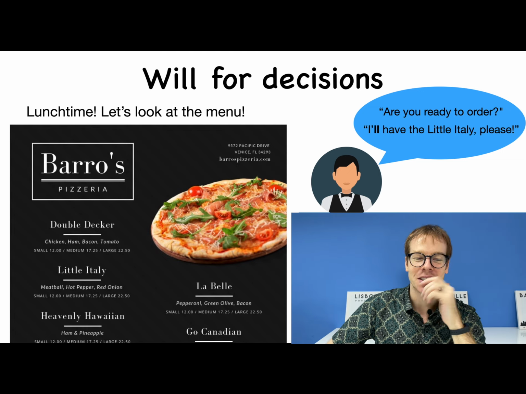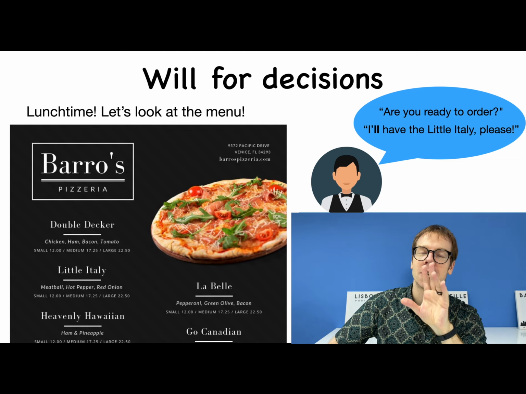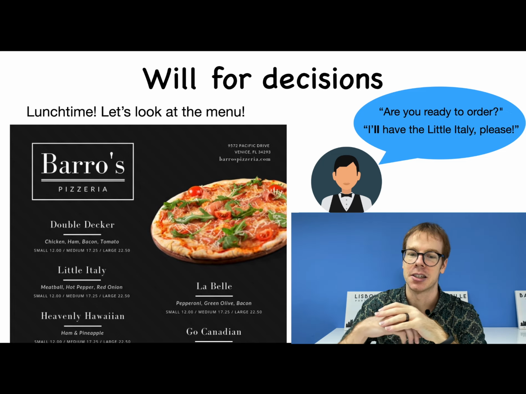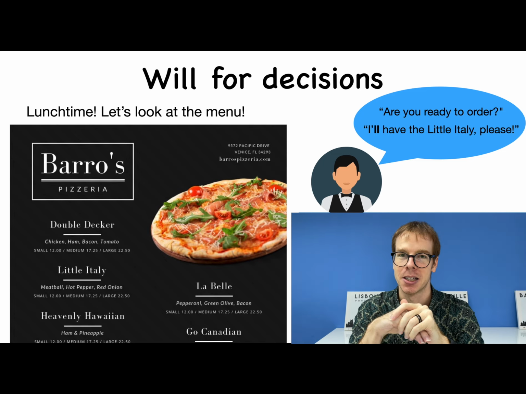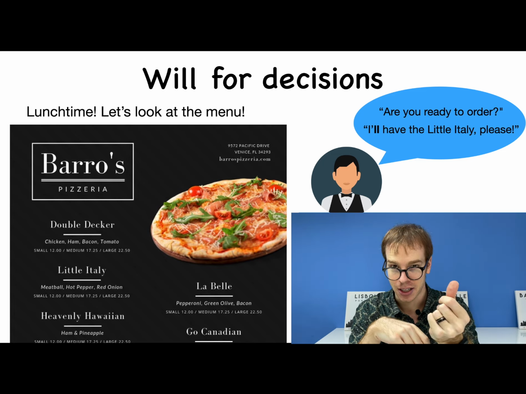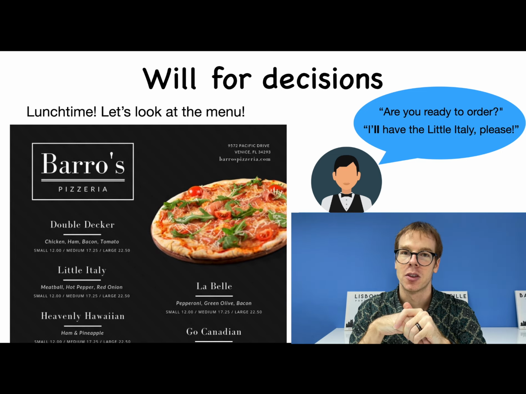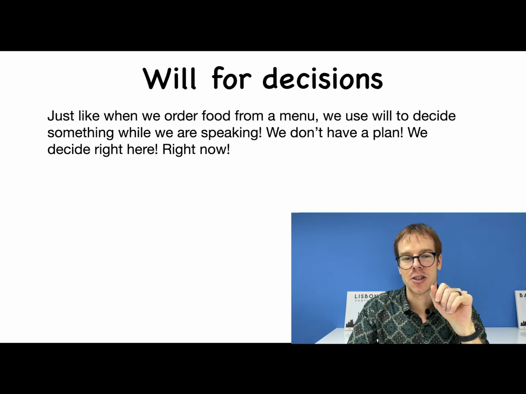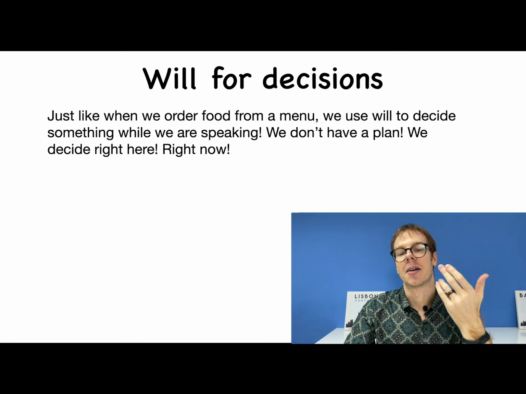I think I want the meatball, hot pepper, and red onion. So I'll order the Little Italy, right? I'll have the Little Italy, please. I use will for that decision right now. No plan, okay?